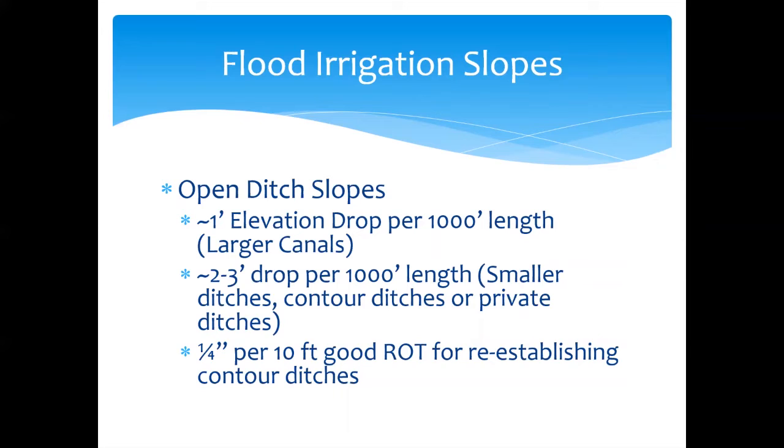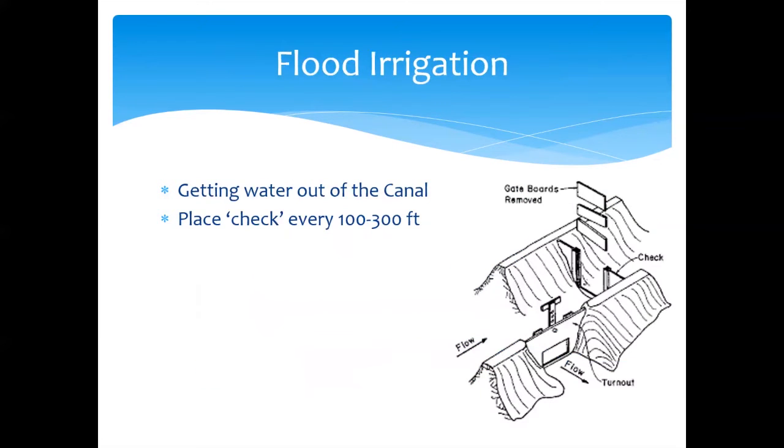If you need to reestablish a contour ditch in the field, about 1/4 of an inch for every 10 feet is a good rule of thumb. If you need to move water from one place to another in your field, it's a small ditch. Next slide. Getting water out of the canal, you can use different checks. Next slide.